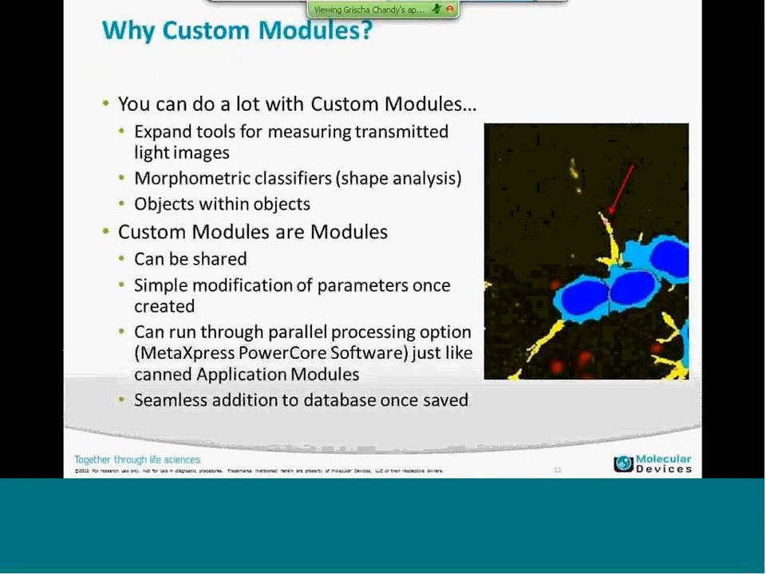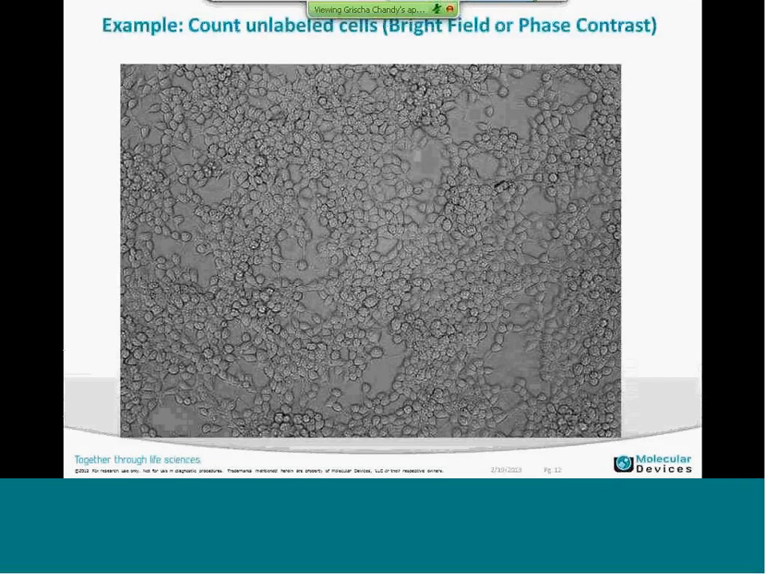So if you want to go to custom modules, you can do a lot with them. It gives you an expanded set of tools for analyzing transmitted light images, and Paula will go through an example of that. You can do morphometric classifiers for analysis. You can find objects within objects. And once created, custom modules are just like other modules. They can be shared. You only need to modify a few parameters to run a different set of images. It can be run through our parallel processing option, MetaXpress PowerCore, just like an application module, and seamlessly integrate into our database once it's been saved.